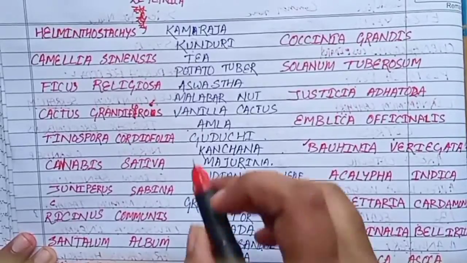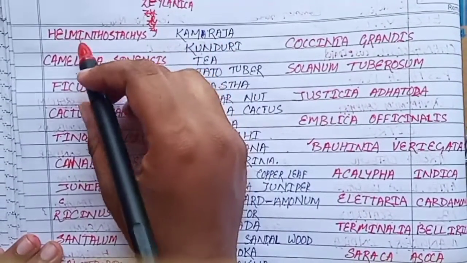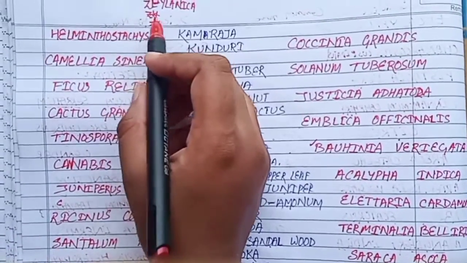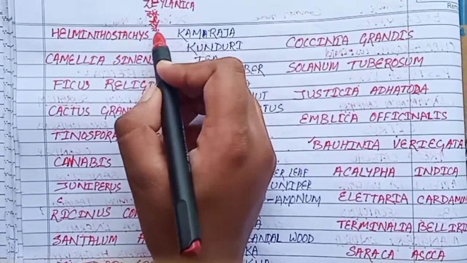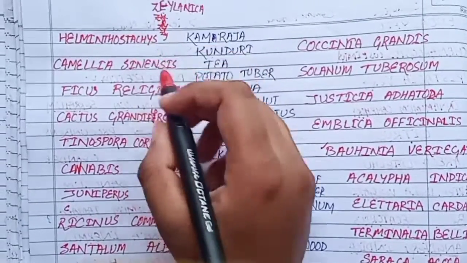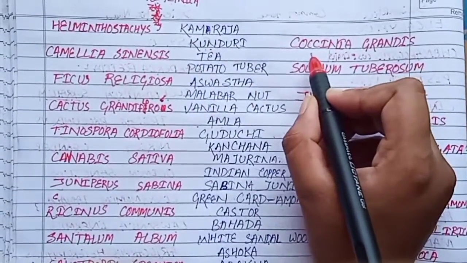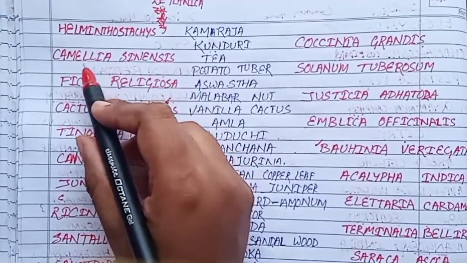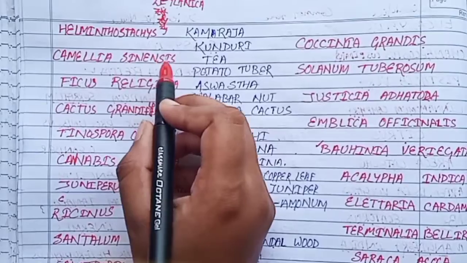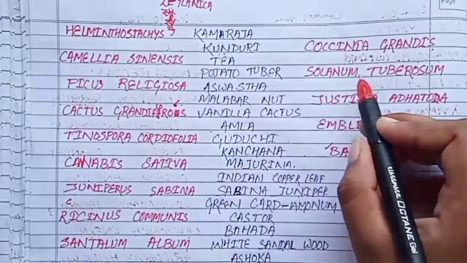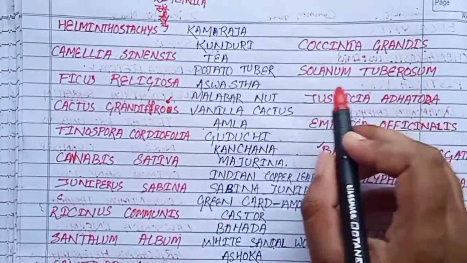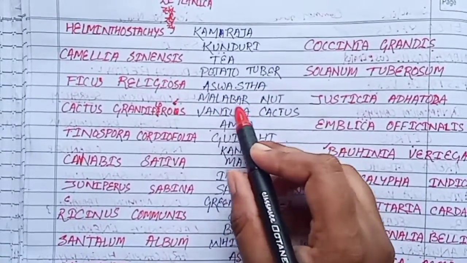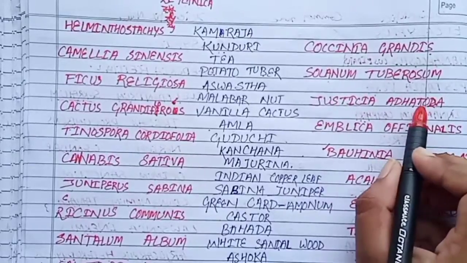Then here also Kamraj, whose scientific name is Helminthostachys zeylanica. Here I wrote the species above because there is no space. Then kundru, whose scientific name is Coccinia grandis. Tea, scientific name is Camellia sinensis. Potato tuber, whose scientific name is Solanum tuberosum. Ashwattha, whose scientific name is Ficus religiosa. Malabar nut, whose scientific name is Justicia adhatoda.